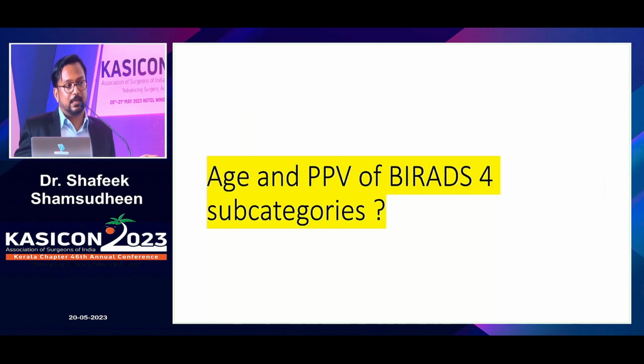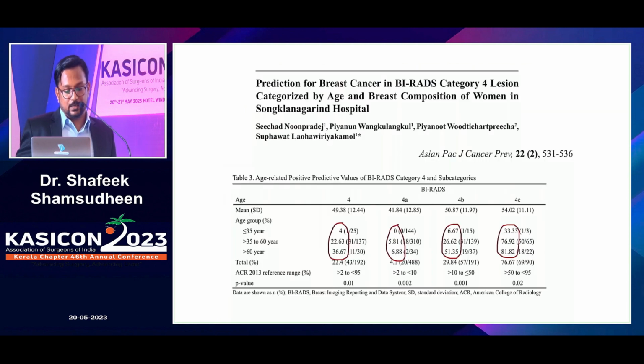And again, just like for BIRADS 3, what is the role of age? Again, age also plays a very important clinical variable. As age increases in all the subcategories, the chance of malignancy also increases.